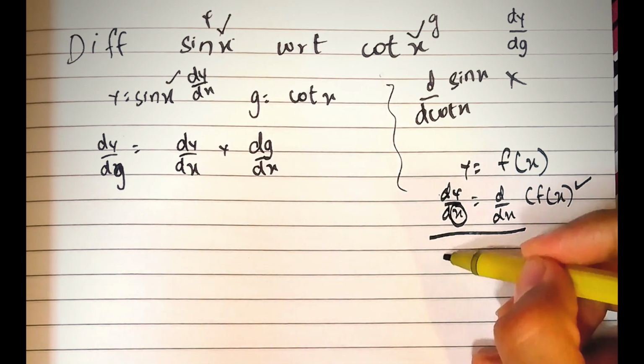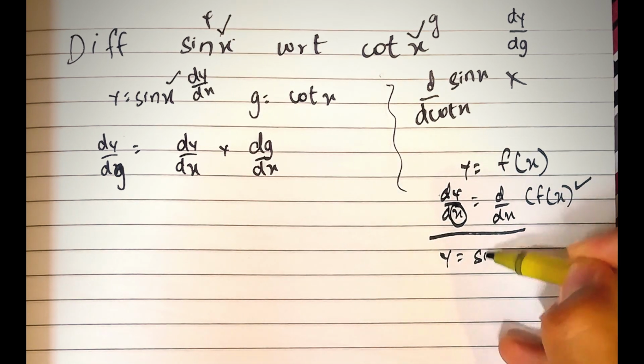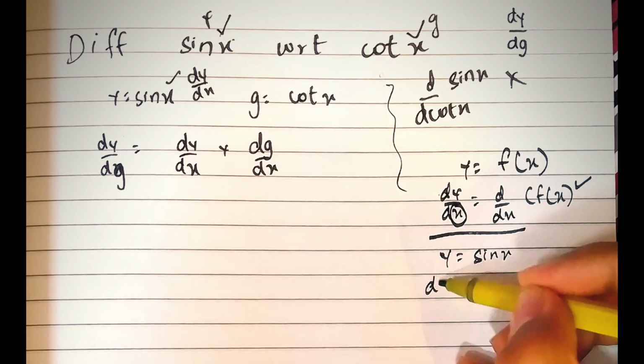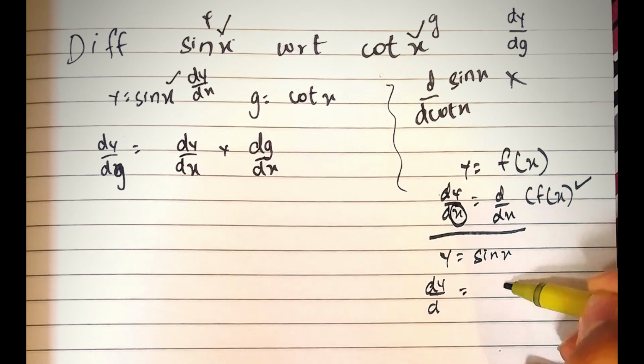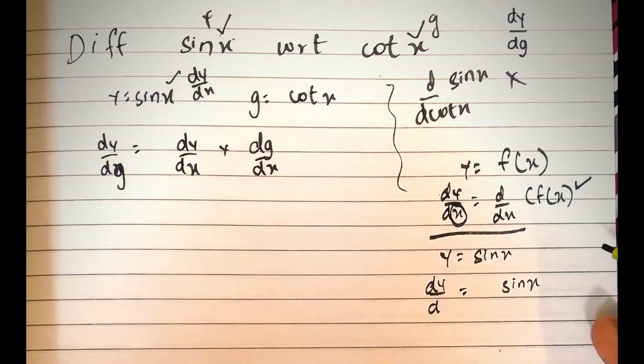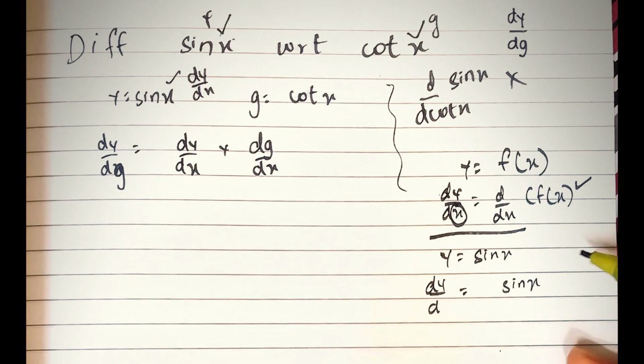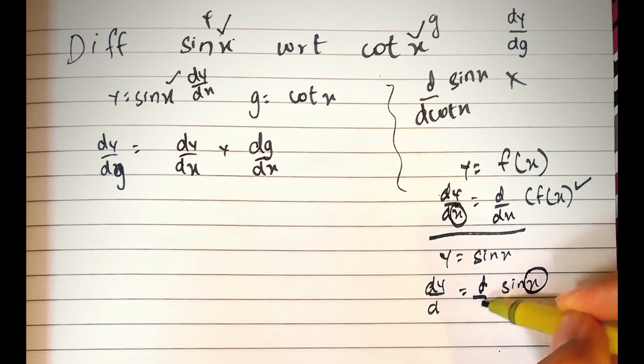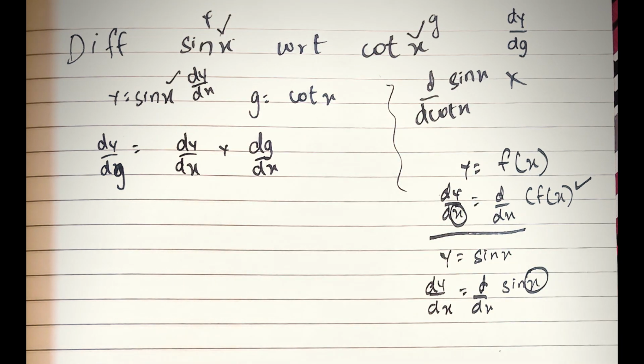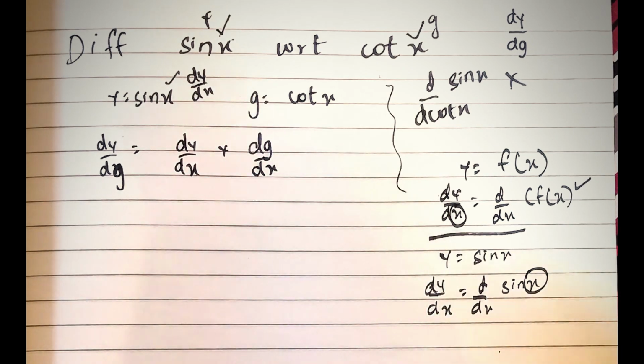Now for our case, we have y equal to sin x. When I apply the differential on both sides, dy by d of sin x, what is the angle on the left hand side of the equation? It is x. So d by dx. And now I am able to find the differential of sin x. Not a big deal.